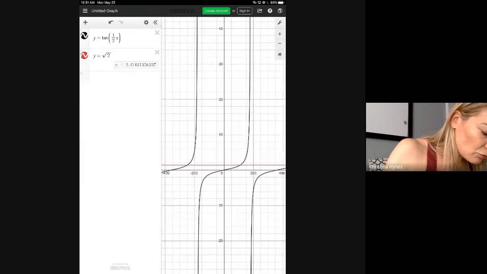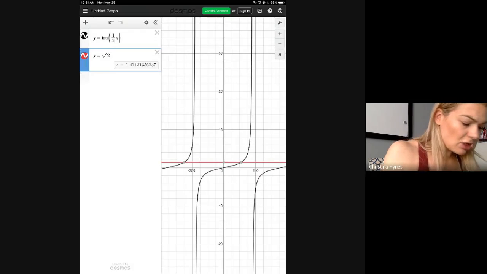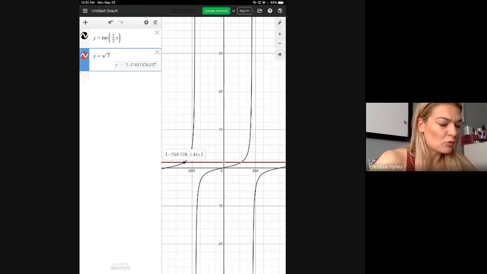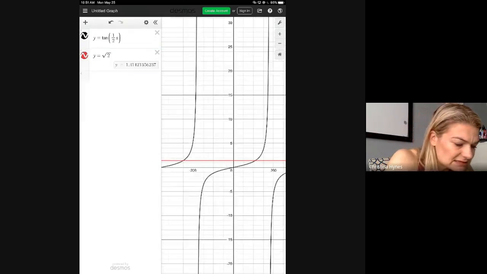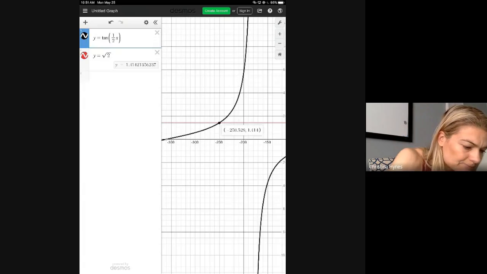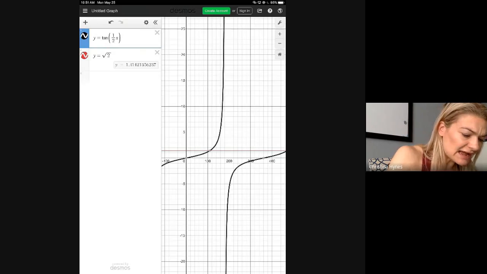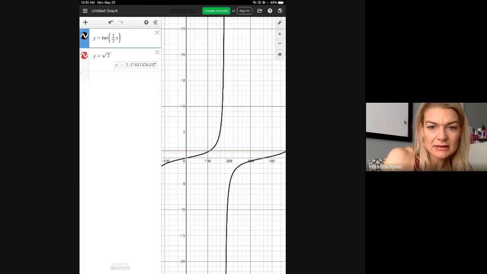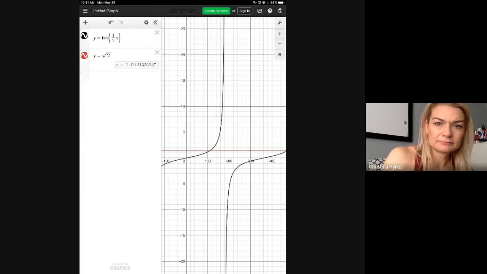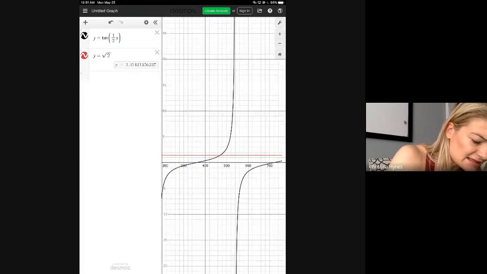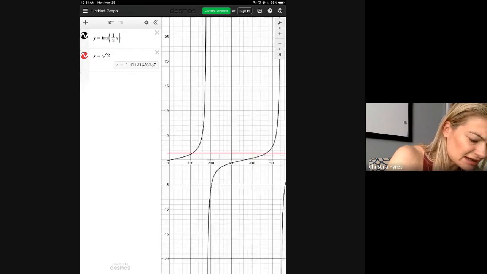Okay, so once I have that changed to degree mode, all I'm doing is finding the intersection. And if I click on here, it tells me that one of them is going to be at negative 250. So you can include some decimal values right there. I hope you guys can see that. I'll zoom in a little bit more. So there's one intersection right there. For me, I have a second intersection right here, and then I have a third intersection.